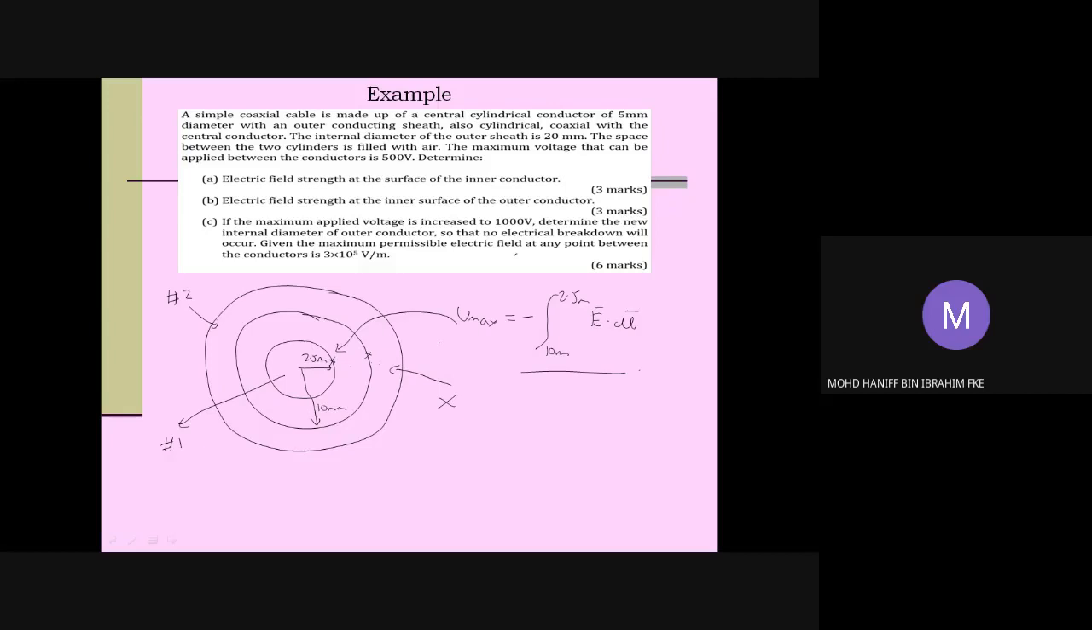Is it okay, Jiang Yu? Okay, doctor, understand. Thank you. In the real case, normally the outer conductor will be connected to the ground? It should be connected to the ground. Correct. You are correct.